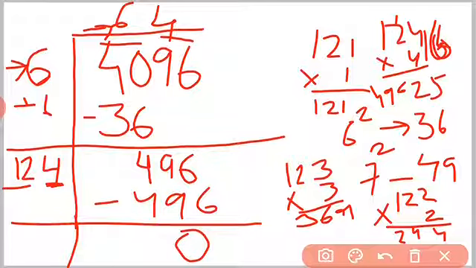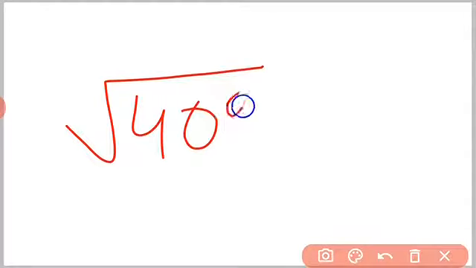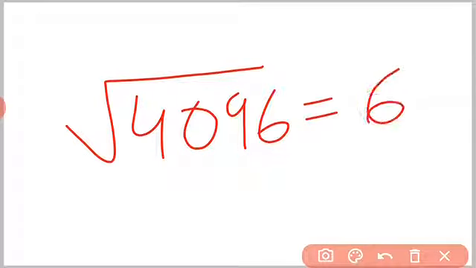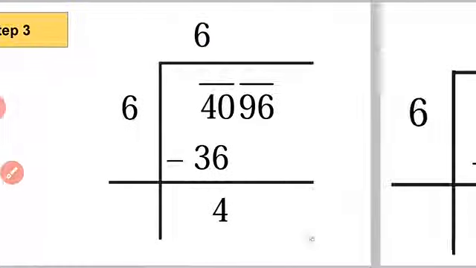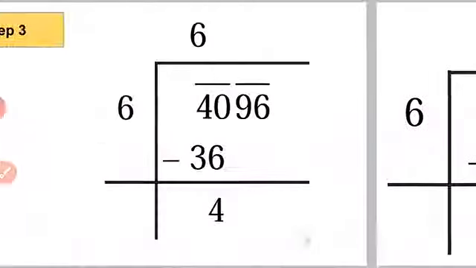So the square root of 4096 is 64, and the square root has 2 digits. So what is the answer? Under root 4096 is equal to 64. So these are the steps.